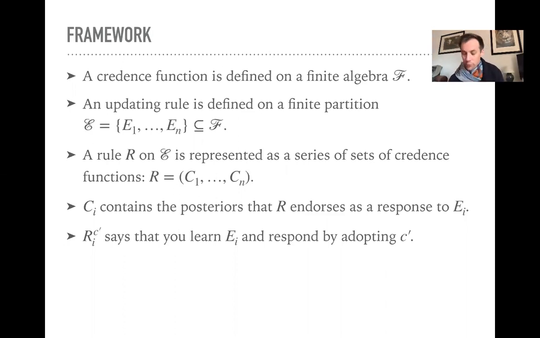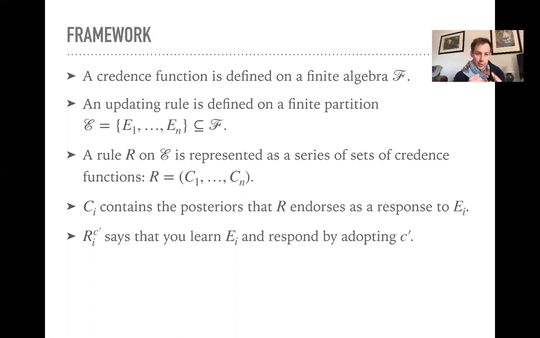But as I say, if you don't follow exactly what's going on with all parts of the framework, the moral, which I'll try to signpost at a number of points, can still be gleaned from it. Okay, so what's our framework? Well, we're just going to be talking about credence functions over finite algebras of propositions. An updating rule is going to be defined on a finite partition that is a subset of that finite algebra. So there's a finite set of possible bits of evidence that you might receive, and each one of them is represented by a proposition in the algebra that you assign credences to.